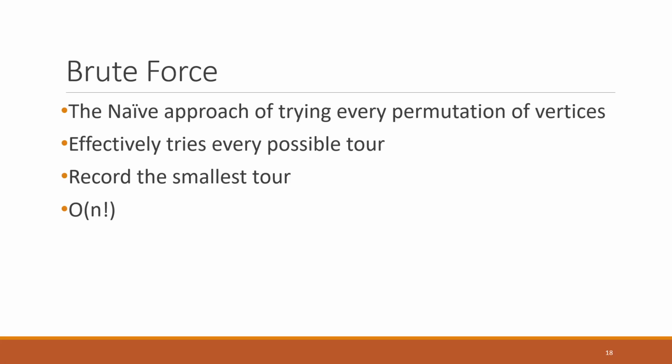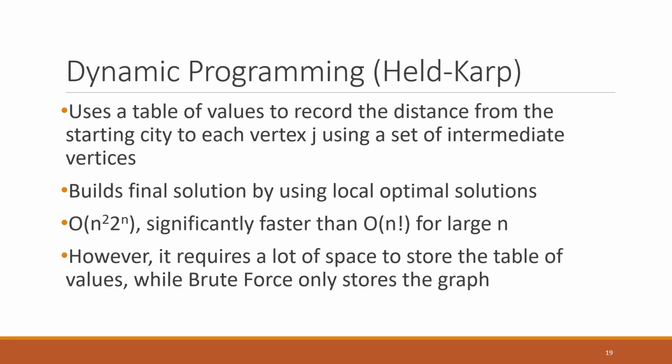The first one is the one that we used in the previous section, brute force. This is the naive approach of trying every permutation of vertices. This effectively tries every possible tour and records the smallest tour. This is highly inefficient and has a big O complexity of n factorial. And big O notation just means that the algorithm takes, at worst, this amount of steps relative to the input size n. But don't worry, there is a better algorithm.